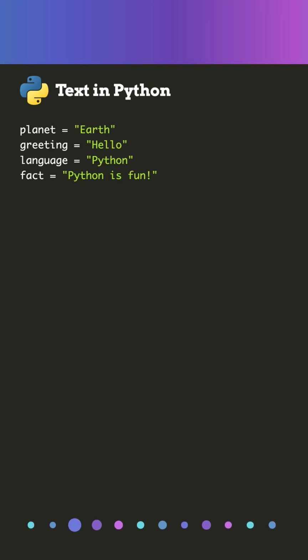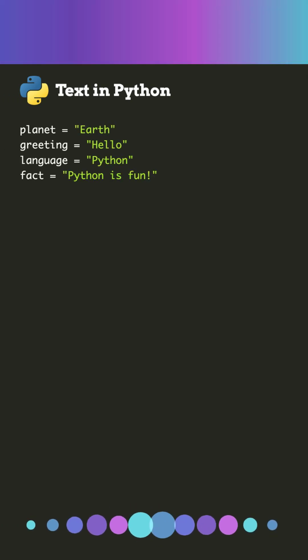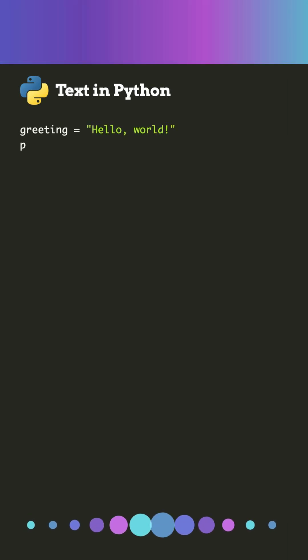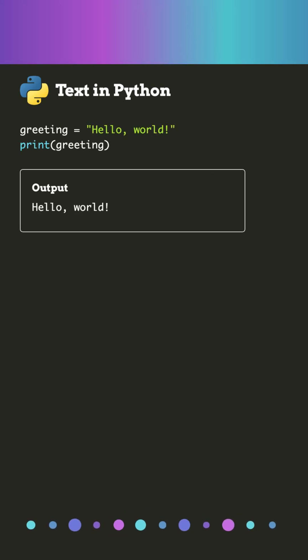Text in Python. Python's string data type allows us to work with textual information efficiently. Text data is an integral part of web development, data analysis, and natural language processing. In this lesson, we will cover strings in detail. A string is a sequence of characters enclosed in single or double quotes. Strings can be concatenated, indexed, and sliced.